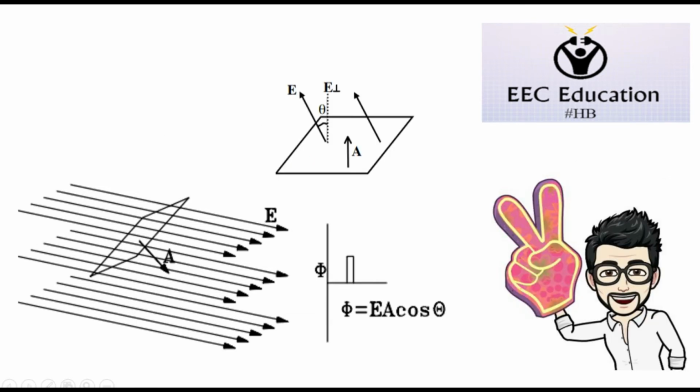In the third example, flux equals E times A times cosine theta. The flux is reduced a bit because it's not perfectly perpendicular. Again, the vector A is by definition perpendicular to our surface, so theta is also the angle between E and A, and flux equals E times A times cosine theta.